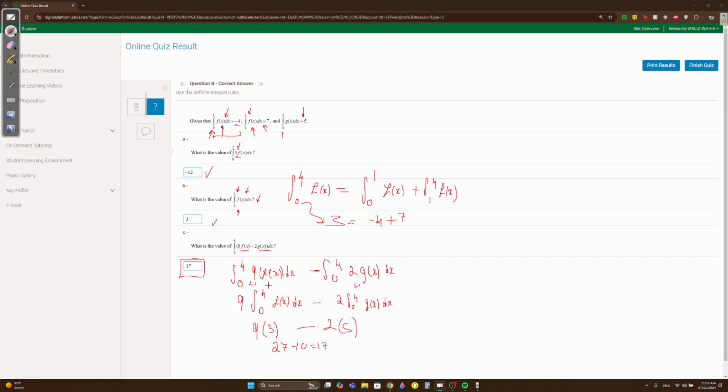Other people here, they would just put f of x dx without taking it out. Since I have the 9 times here, I know I can just multiply 9 by whatever I have. And they know that f of x dx is 3. They just go, 9 times 3. And here they know g of x dx is 5, so they just go 2 times 5. They don't write all this. They do it fast.